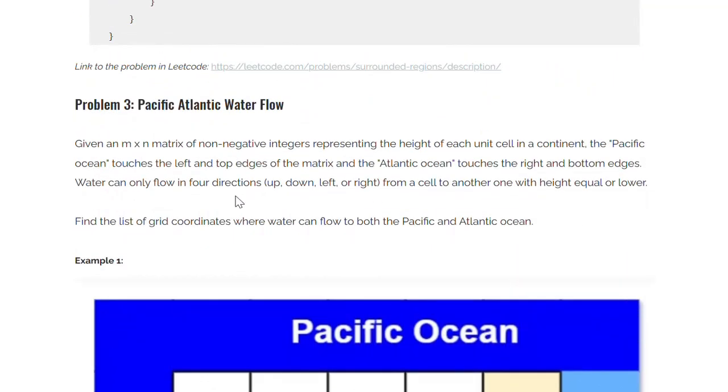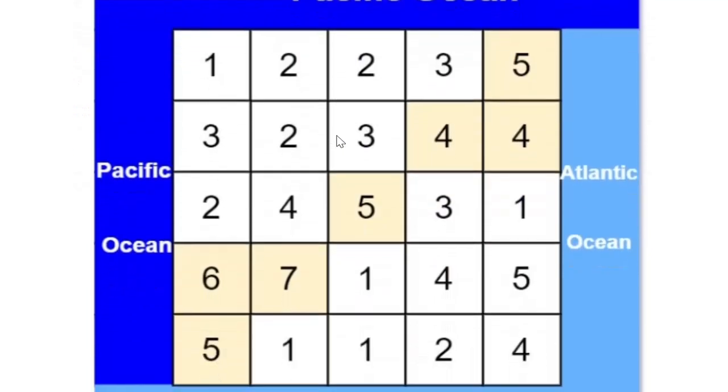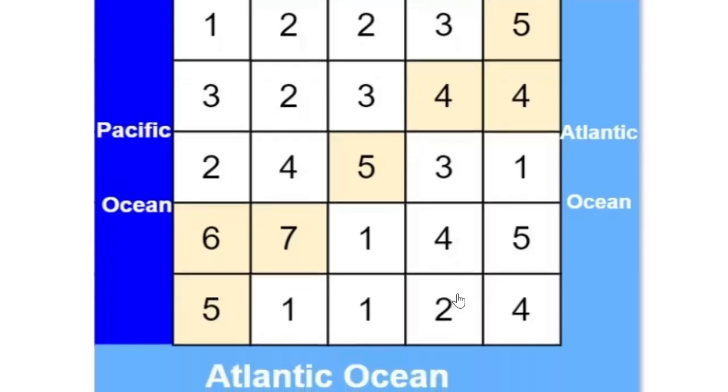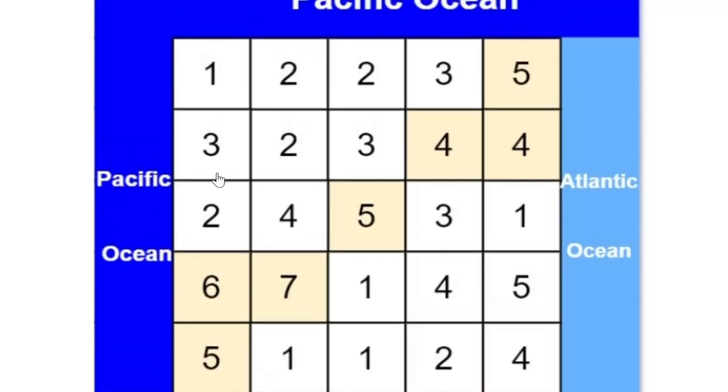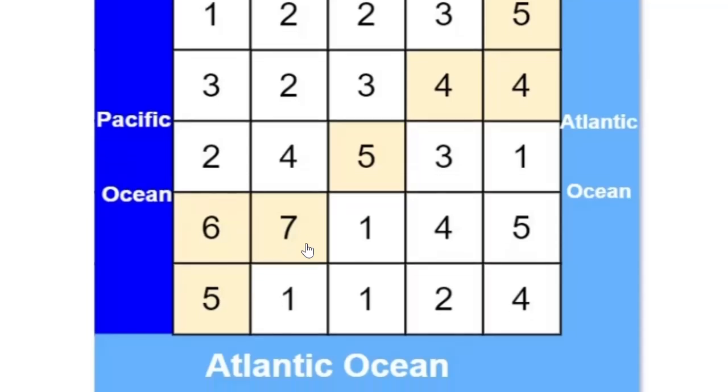And then the water flows in four directions, which is up, down, left and right, from a cell to another cell with equal or lower height. So find the list of grid coordinates where the water can flow to both the Pacific and Atlantic Ocean. So what they say is the water can flow from one cell to another if the adjacent cell value is higher or equal. In this case, top and left is Pacific and right and bottom is Atlantic, and they ask for the list of coordinates where both the water flows into the cell. So let's see how we can solve this problem using BFS.